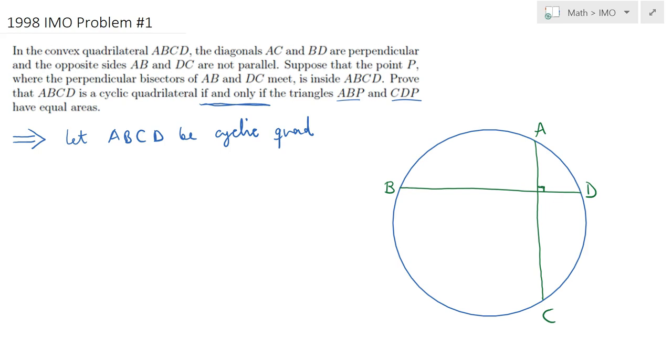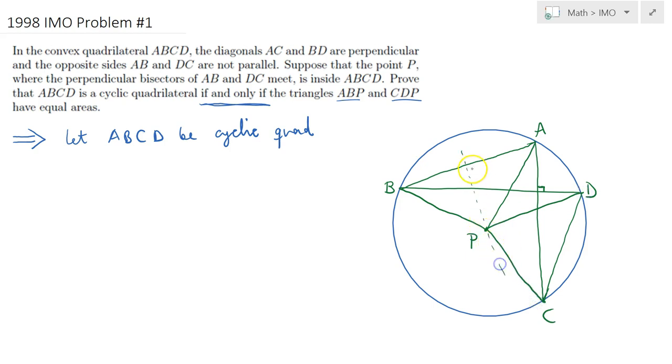And suppose that P is the point where the perpendicular bisectors of AB and CD meet. So AB is just a chord of our circle. As a result, the perpendicular bisector will go through the circumcenter of this circle, the center of this circle, I should say. And similarly, the perpendicular bisector of DC as well will go through that point. So that point P is the circumcenter, and let me actually also connect P to the four corners of our figure.